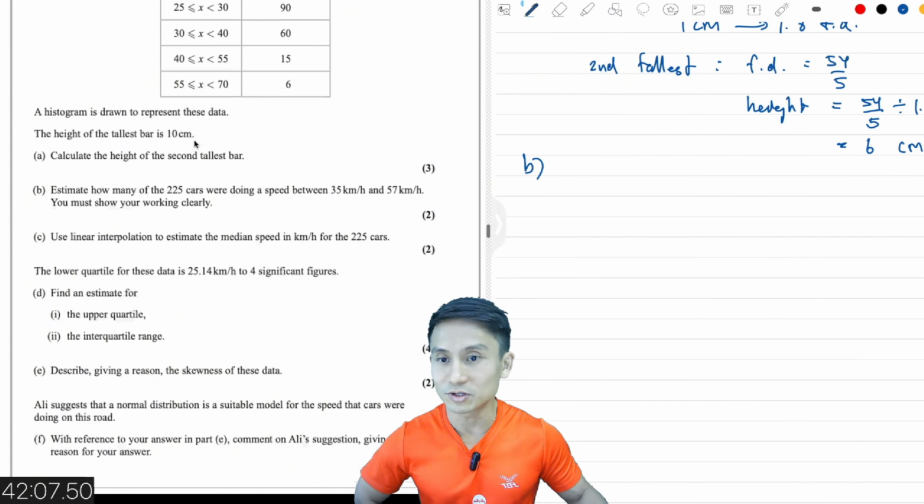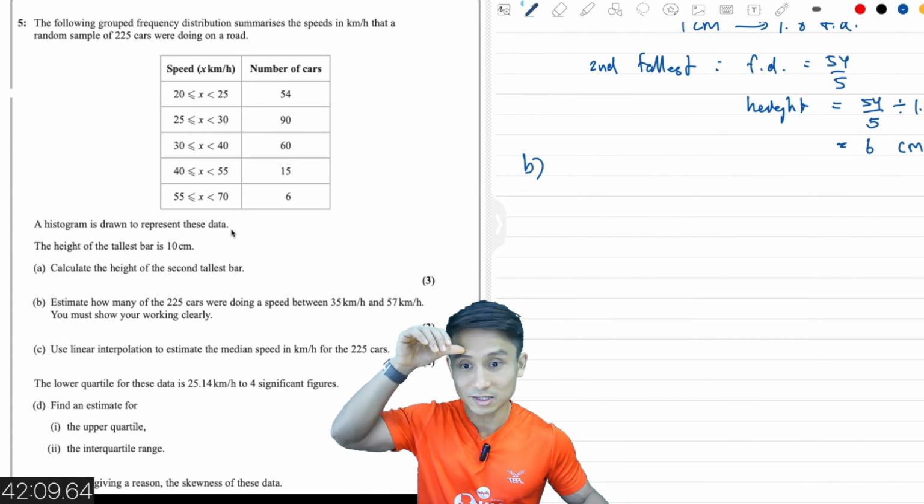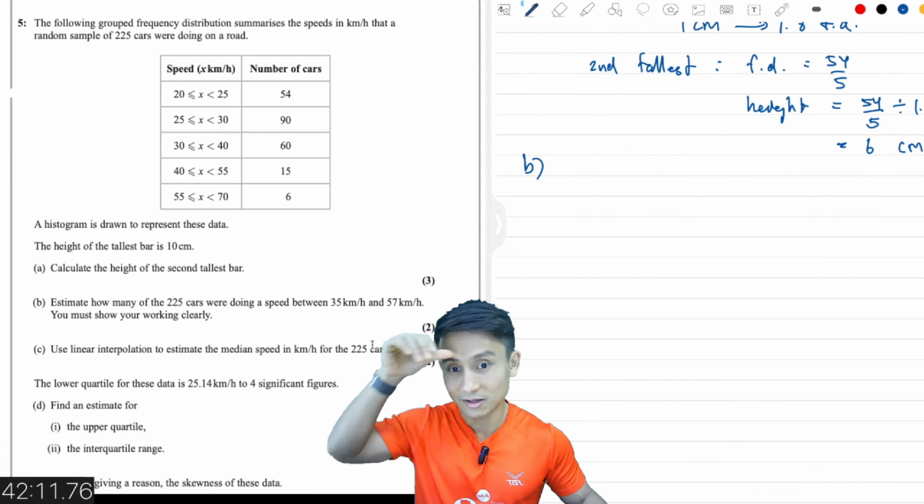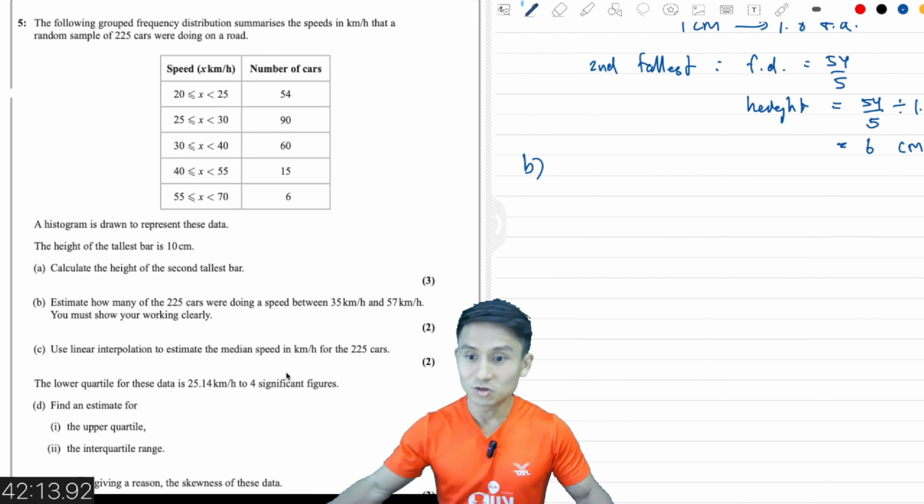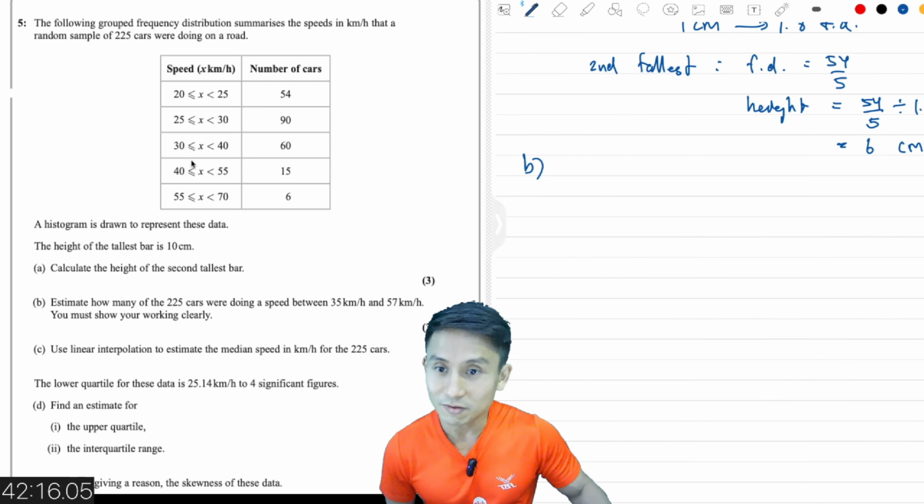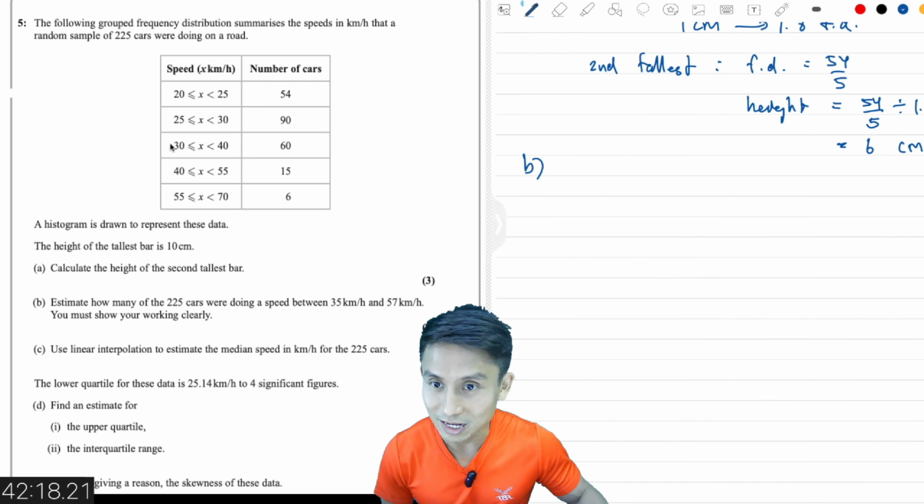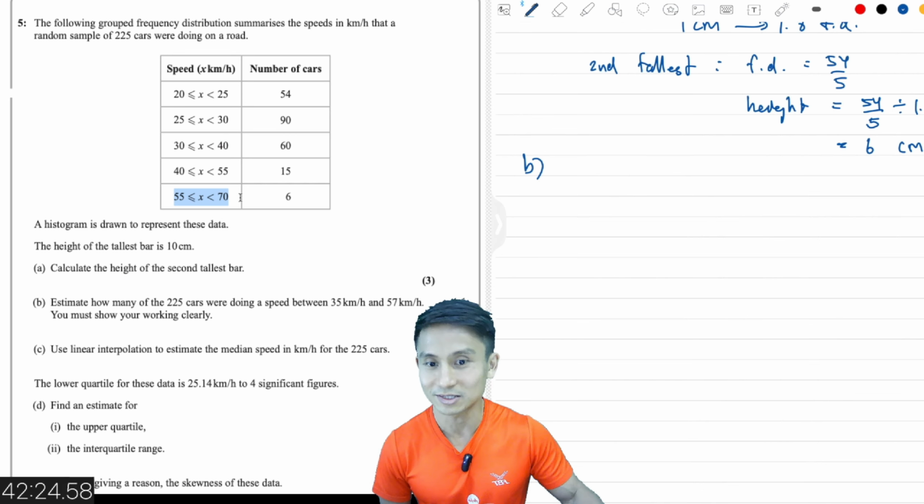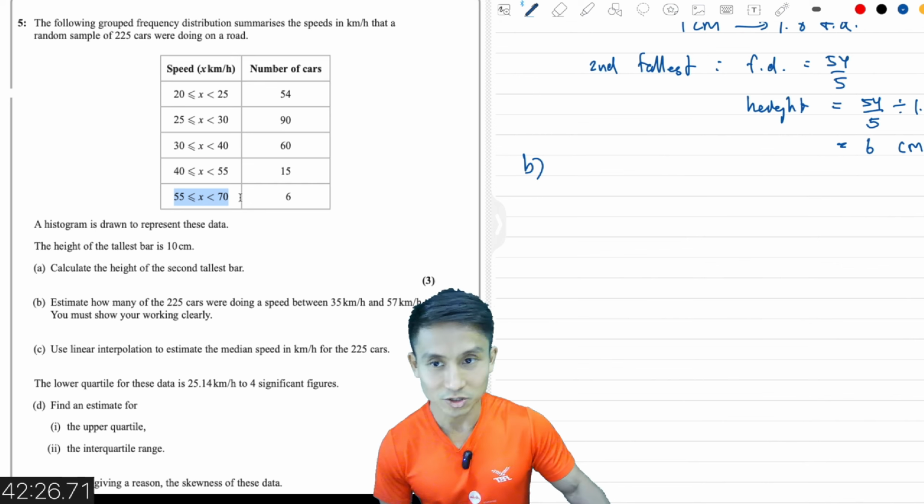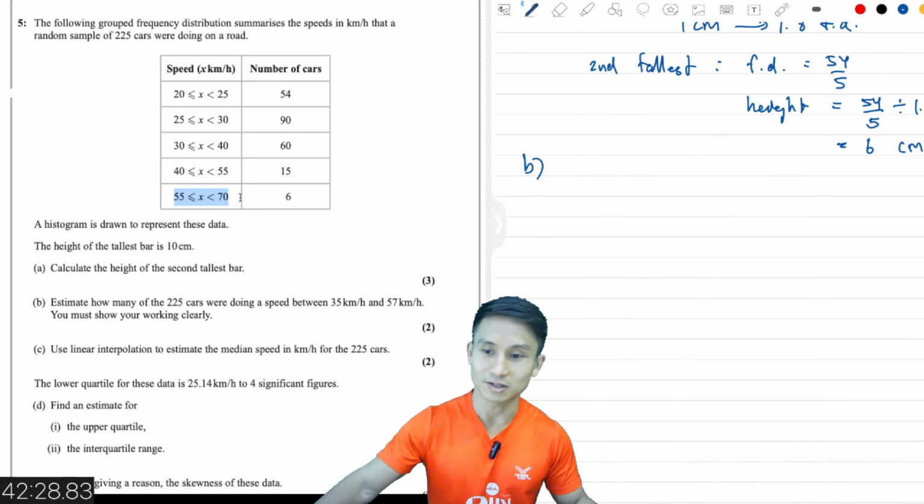Estimate how many of the 225 cars were doing a speed between 35 to 57. You must show your working clearly. 35 is the midpoint of this class, right? 57, however, is not exactly the midpoint. It's somewhere there. Okay, it's going to be tricky. All right, but we can do that. We can use linear interpolation.